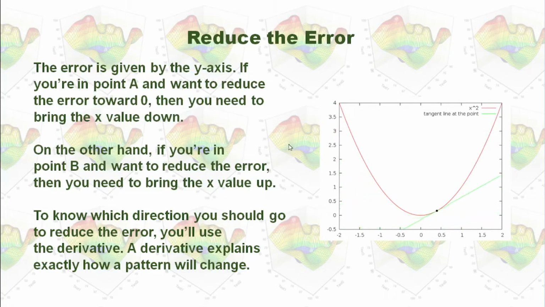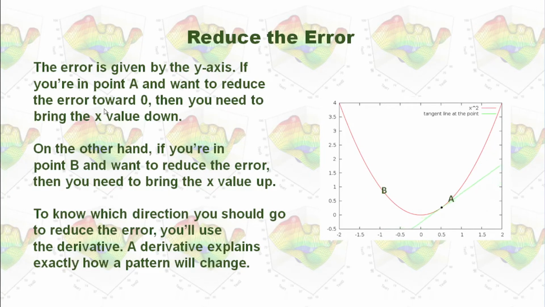Now, let's consider how we can reduce the error. The error is given by the y-axis. If you are at point A and want to reduce the error towards 0, then you need to bring the x value down. On the other hand, if you are at point B and want to reduce the error, then you need to bring the x value up.